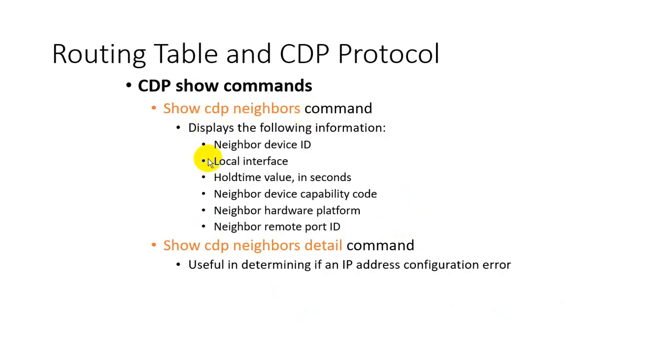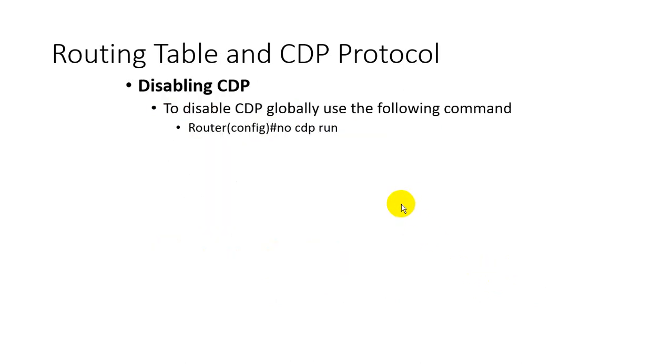The show cdp neighbors command displays the following information: the neighbor device ID, local interface, hold time value in seconds, neighbor device capability code, neighbor hardware platform, and neighbor remote port ID. The show cdp neighbors detail command is useful in determining if there is an IP address configuration error. Through CDP we can find this information. To disable CDP globally we can use the command no cdp run.